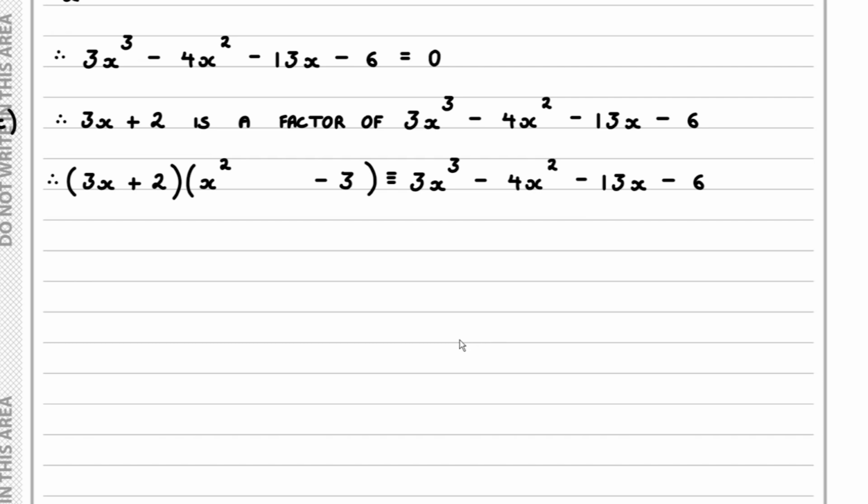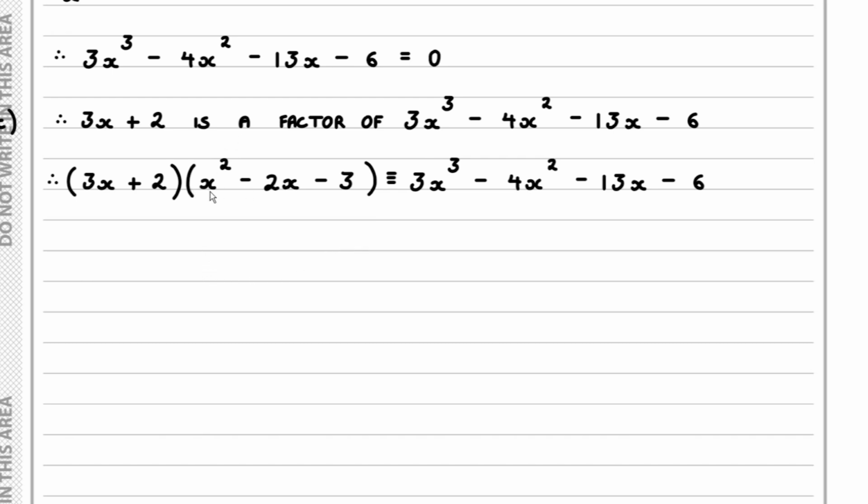So to get this negative 6x squared, 3x multiplied by negative 2x would give us negative 6x squared. So we have 3x multiplied by negative 2x, which is negative 6x squared, and adding on to that 2x squared would give us negative 4x squared.